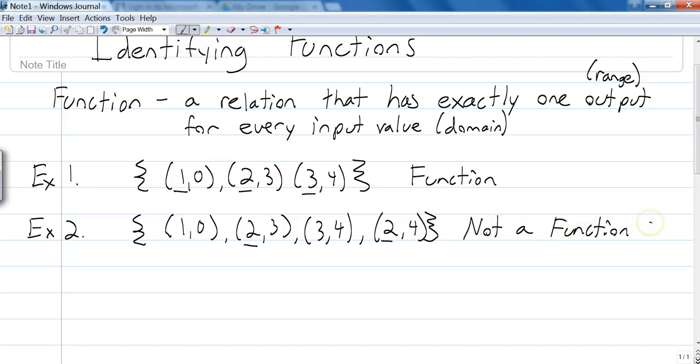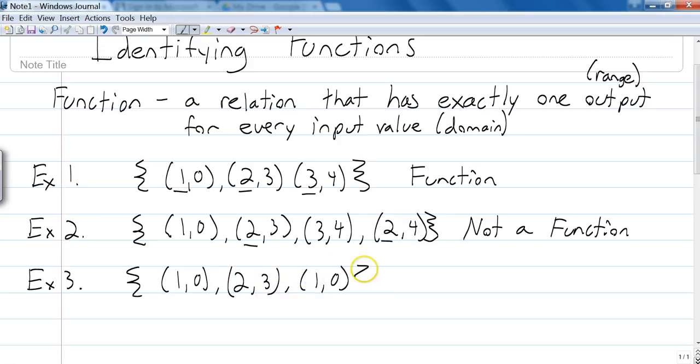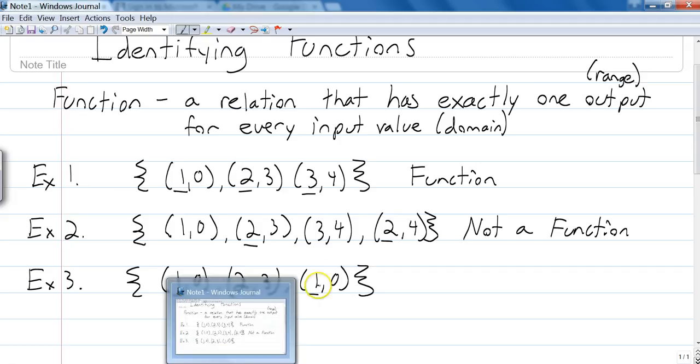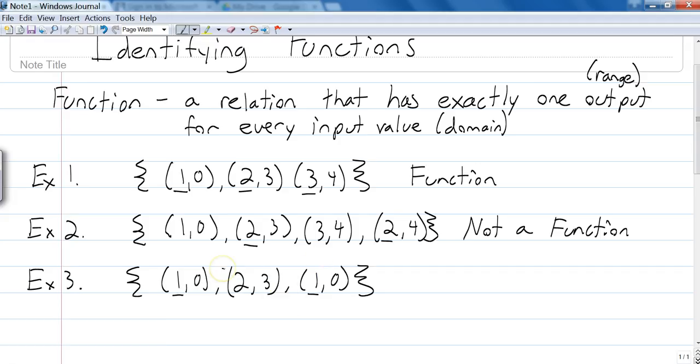Now be careful, you can have repeating inputs. For example, if I told you I had the points (1, 0), (2, 3), and then (1, 0) again. Even though the 1 happened twice, what happens each time x is 1? The y is 0. Therefore, it's the same output, so this is still a function. Okay, so that is looking at it as ordered pairs.